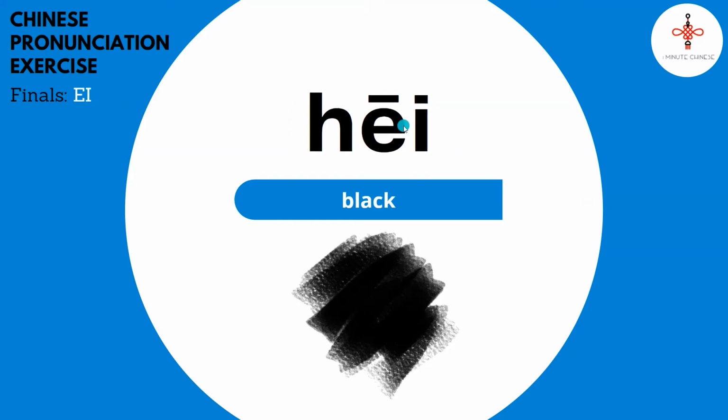Let's combine the initial H, the final A, and the high pitch first tone all together. H, A, hēi. Repeat after me. Hēi, hēi, hēi. Hēi is color black in Chinese.